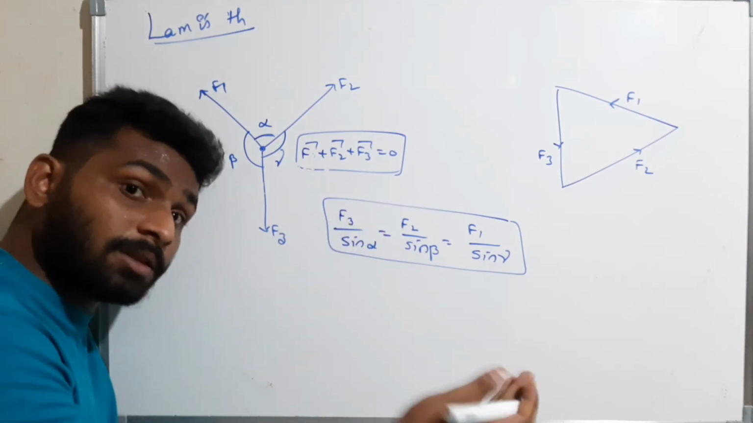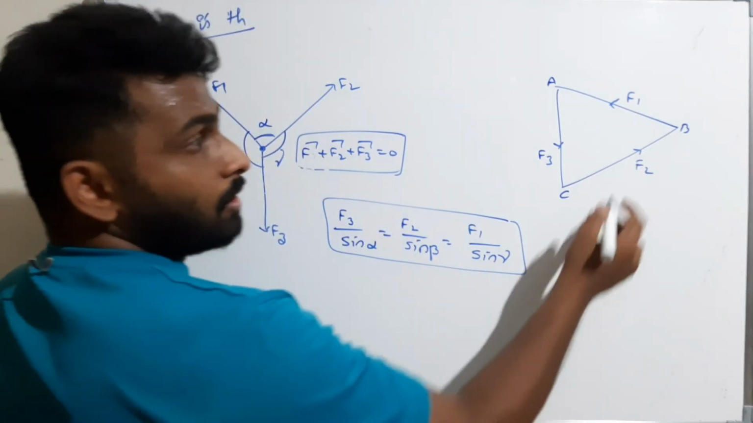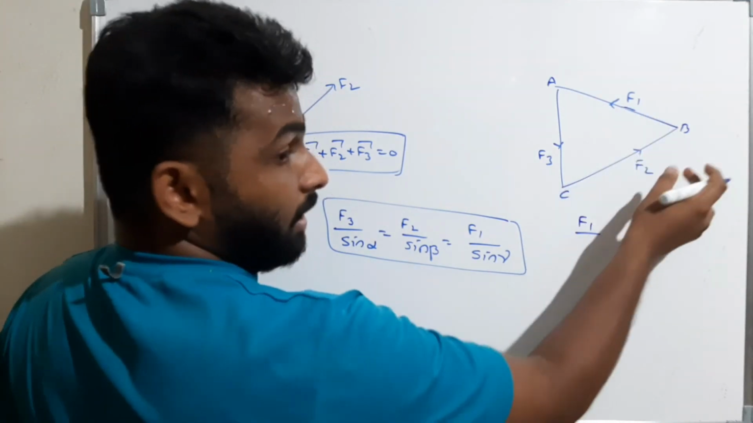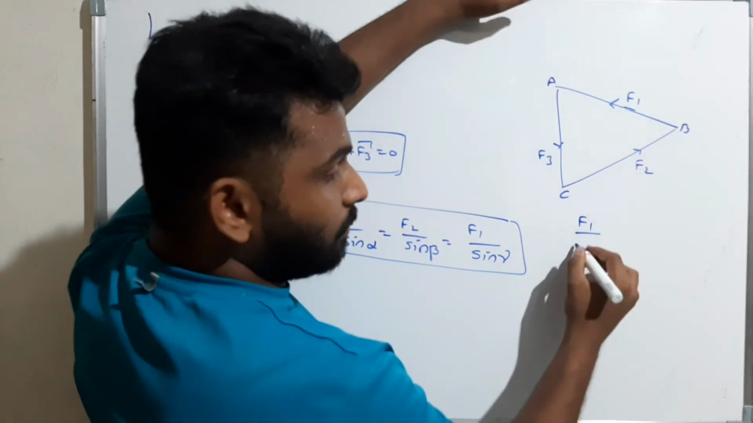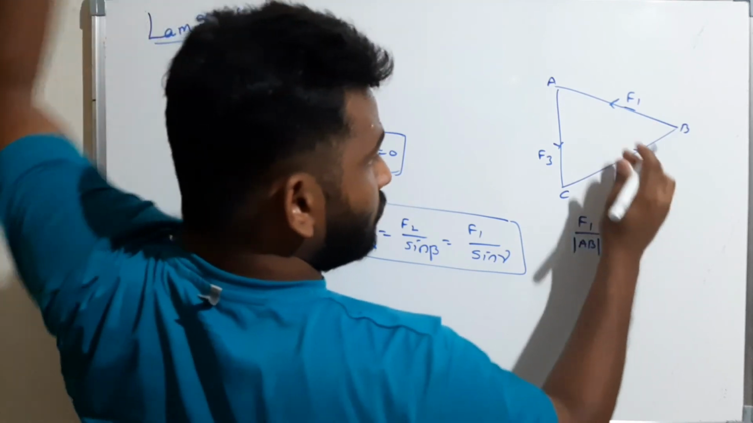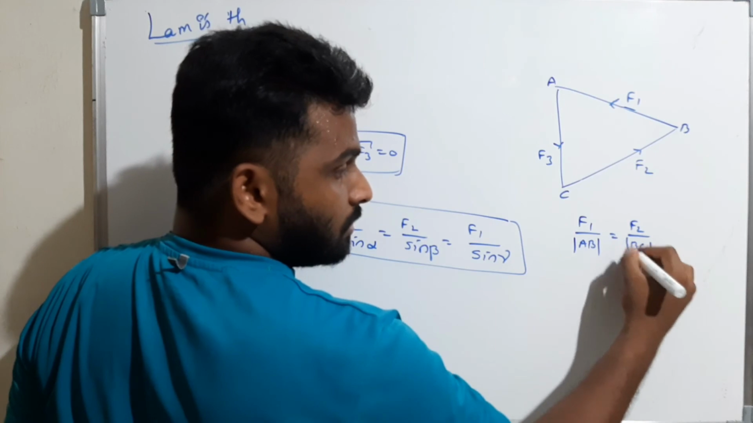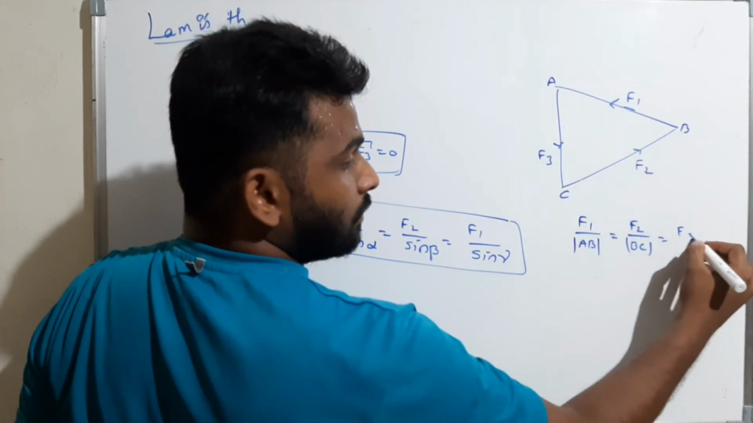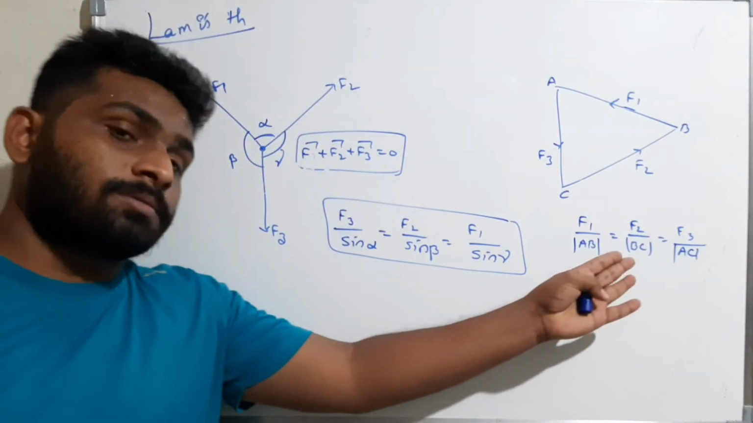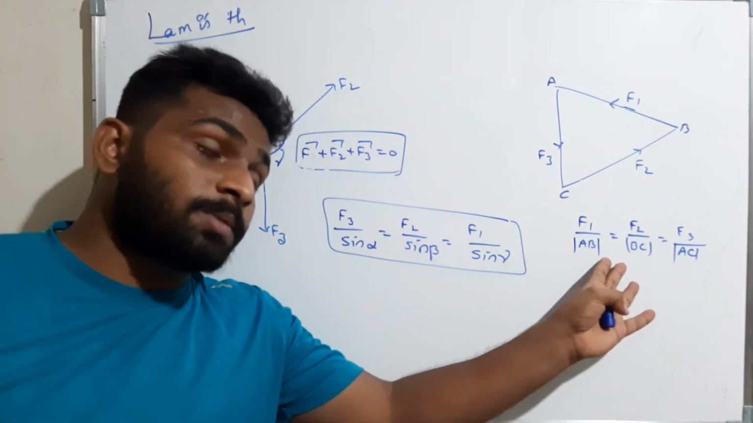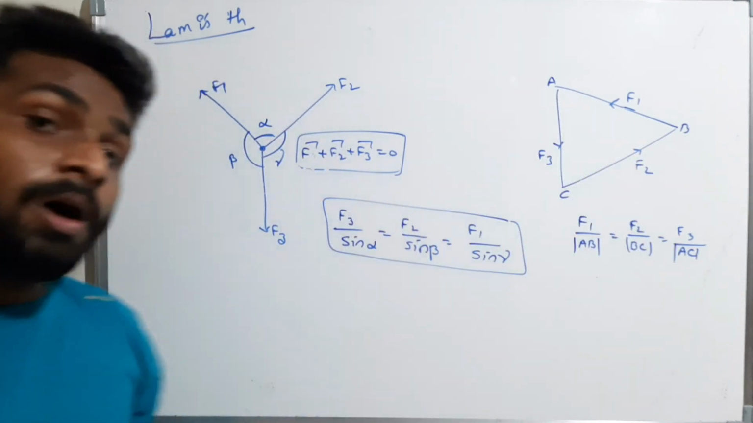Or I can use Lami's theorem in another way. Now see, this is triangle A, B, C. F1 by the magnitude of its side, the side is AB. Therefore, the magnitude of AB must be equal to F2 by its magnitude, BC, and F3, the magnitude is AC. Even I can use this one also. I can use it by angles, and I can use it by using the magnitudes of the sides. Okay, or I can use one more.